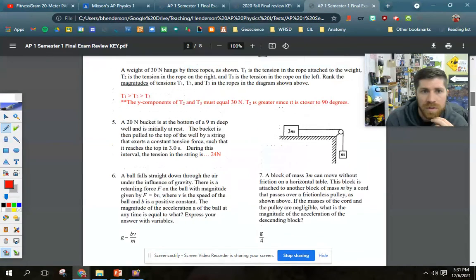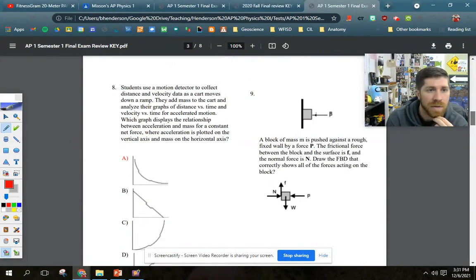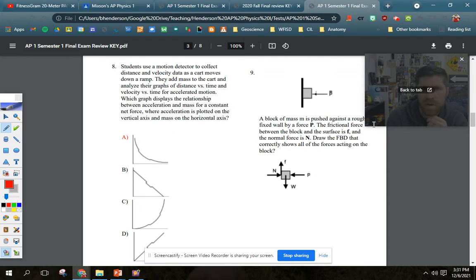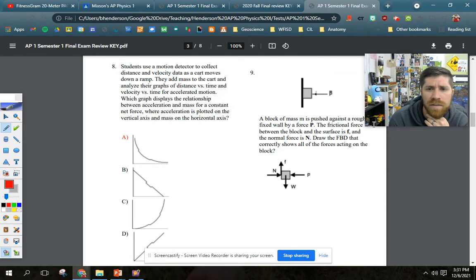Let's see, did we skip one? Nope, we're good. Okay, continuing on, the motion detector. I know you did a lot of velocity-time and distance-time graphs, so those questions you'll see kind of on the quiz. The reason why we have this nice curve is because obviously the block, or the cart in this case, would be accelerating.